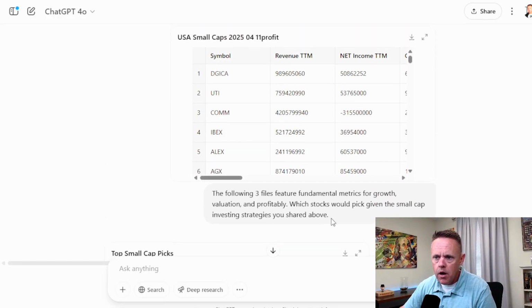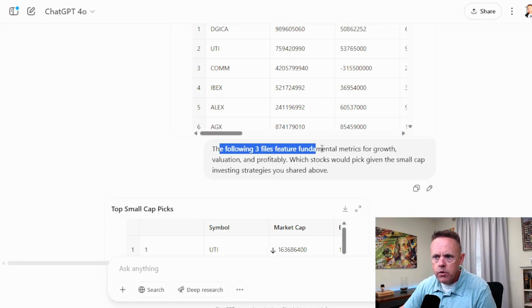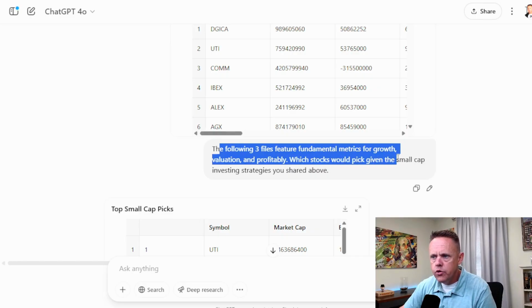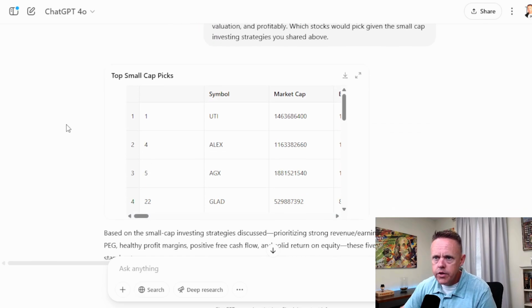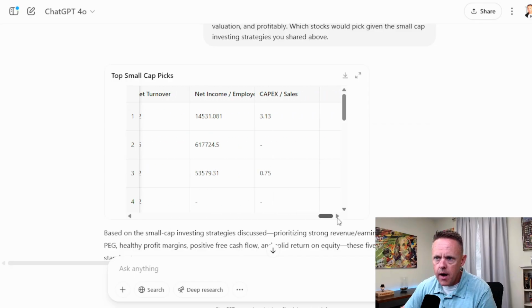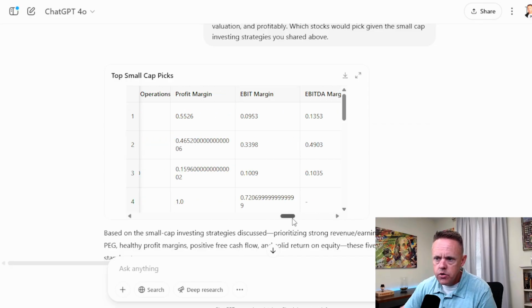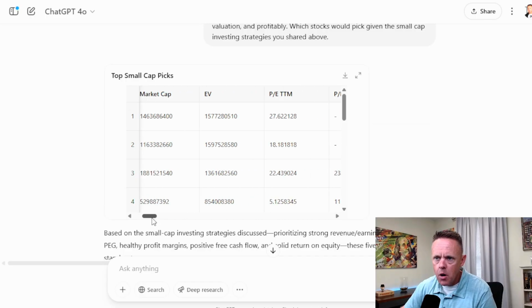And then I write on here, the following three files feature fundamental metrics for growth, valuation, and profitability. Which stocks would you pick given the small cap investing strategies you shared above? The first thing that came out was this top small cap picks, which is actually an Excel file of its own, and it gives the backup of the rationale behind it.